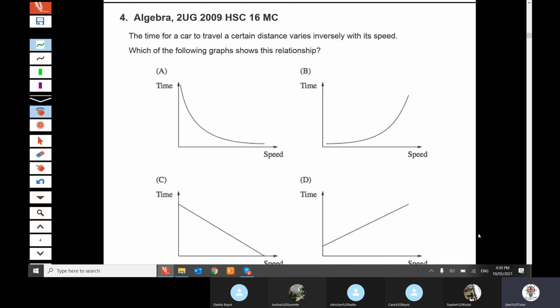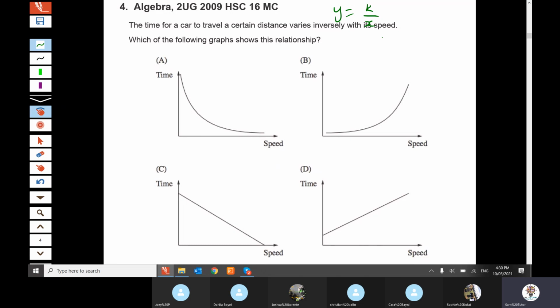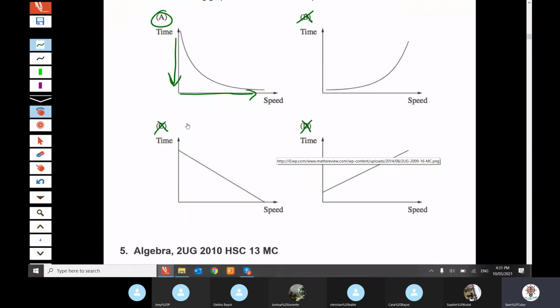The time for a car to travel a certain distance varies inversely with its speed. All right, inverse variations or indirect variations usually are represented like this. K on x, right? So what kind of function is that? Hyperbola, so varies inversely is not C, is not D. B looks like an exponential, so also not B, it is A. Which makes sense. Let's have a look at it one more time. As speed increases, time decreases, which makes a lot of sense. Okay, move on.